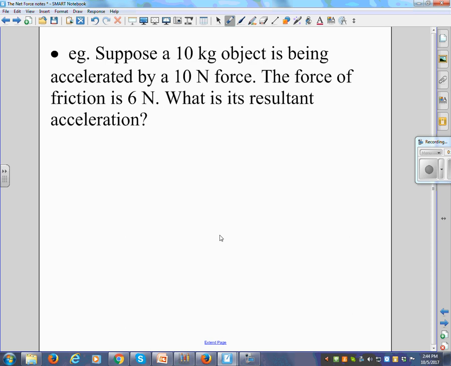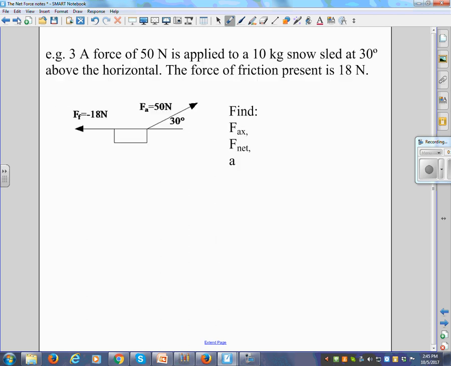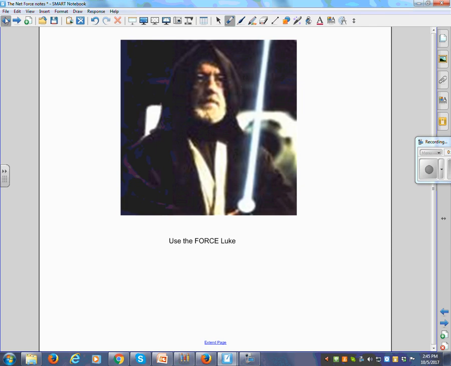Can you do this one? Do you need to write it down? Let me just look and see how many examples I got. I got 1, 2, 3. Let's write them. Nice idea.